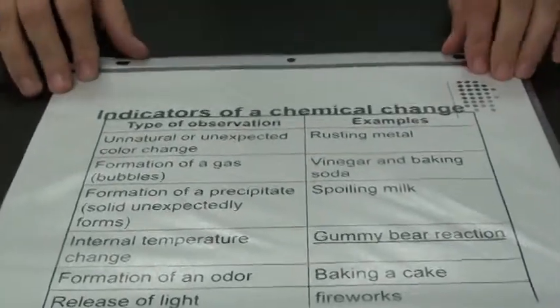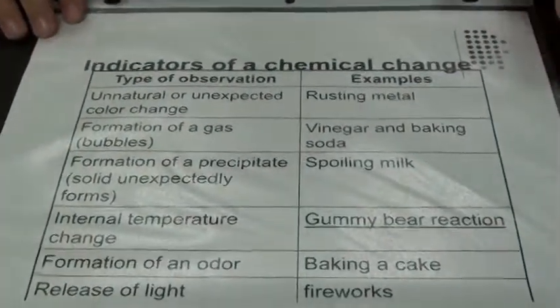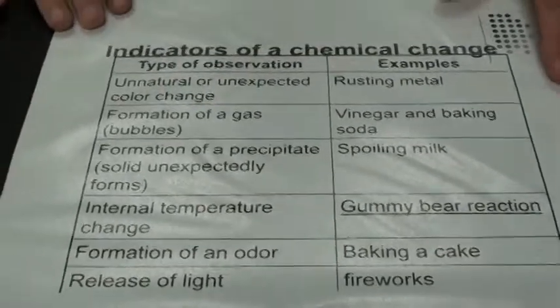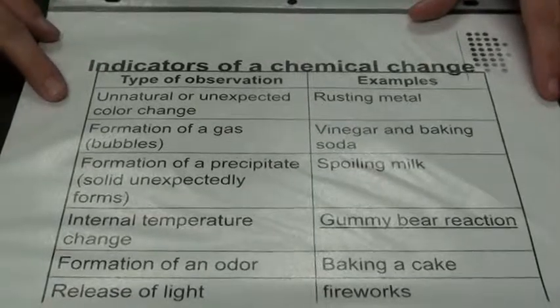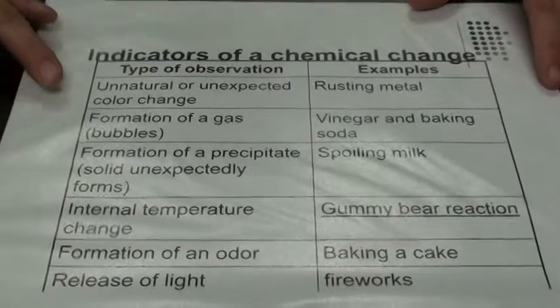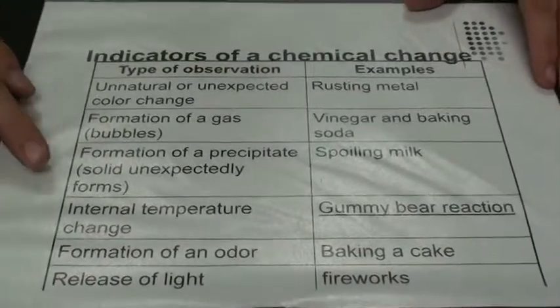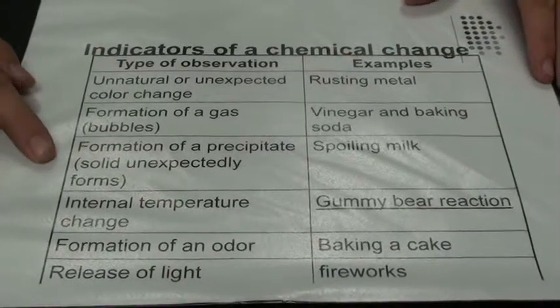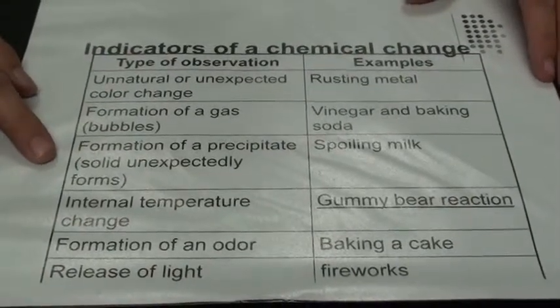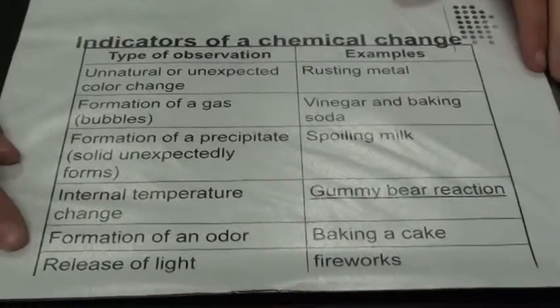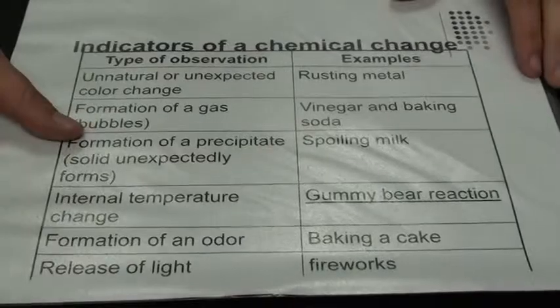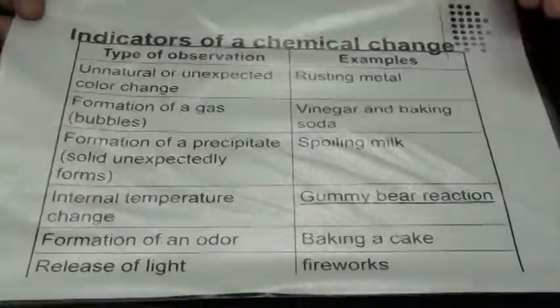Okay, this is the Chemical and Physical Changes Lab. First, we want to look at a reminder of what the indicators of a chemical change are: unnatural or unexpected color change, formation of a gas, formation of a precipitate, that's a solid that unexpectedly forms, internal temperature change, formation of an odor, release of light. So we are going to start with the first procedure.